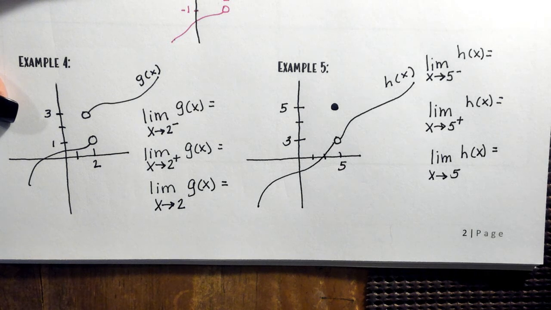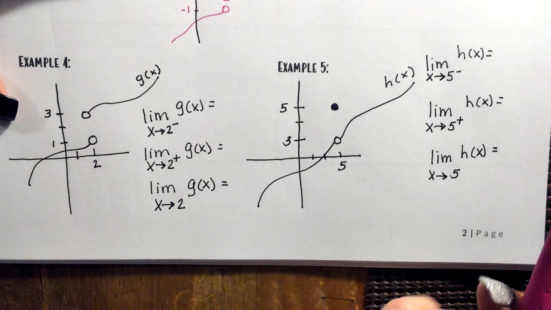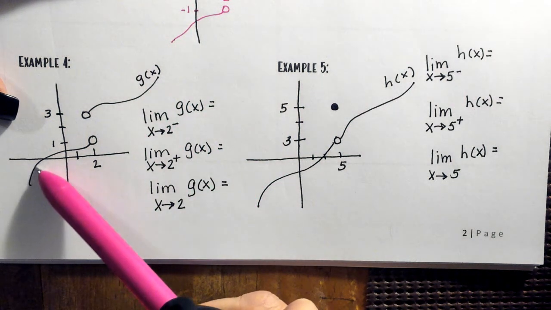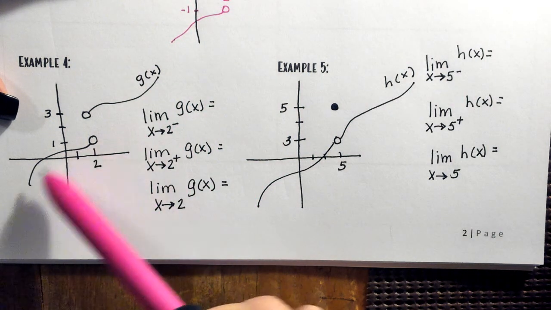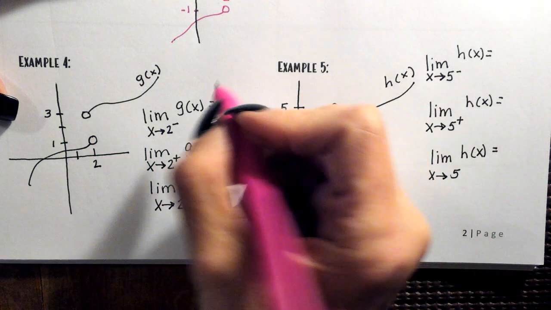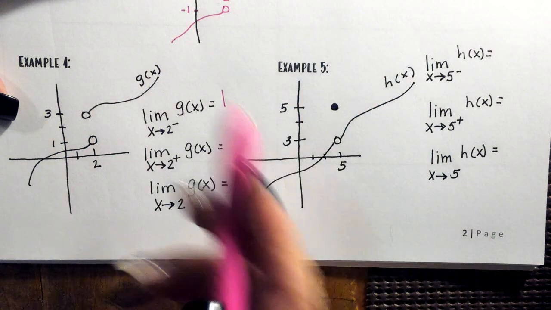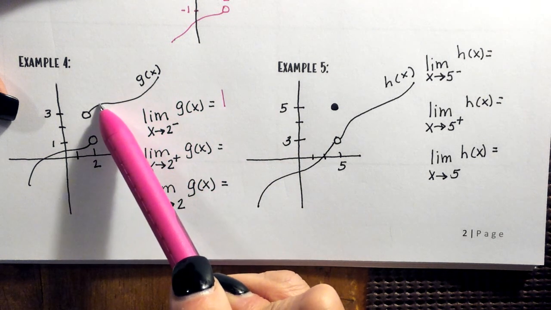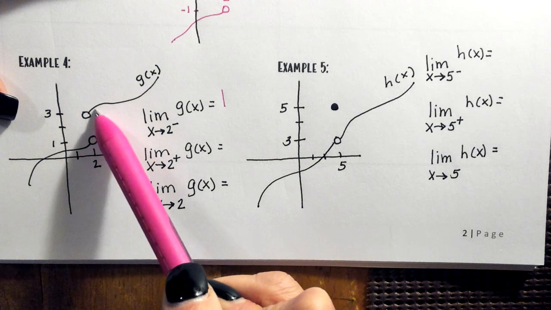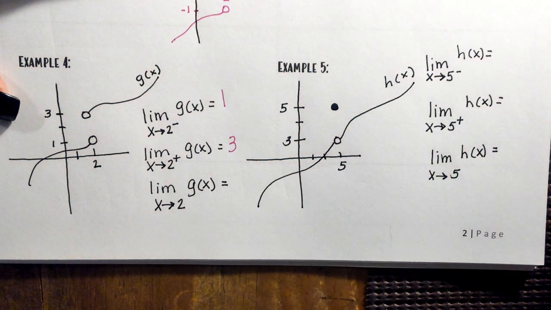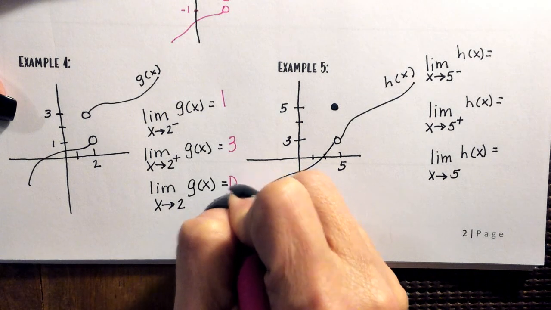All right, so I'm going to go back and now I'm going to do number 4. So the limit of g of x as we come from the left, so that's this side. Well, it looks like I'm getting really, really close to the value 1. So g of x approaches 1. When I come from the right side, as x is approaching 2, the function is getting really, really close to 3. Well, 1 and 3, clearly not the same, so the limit does not exist.